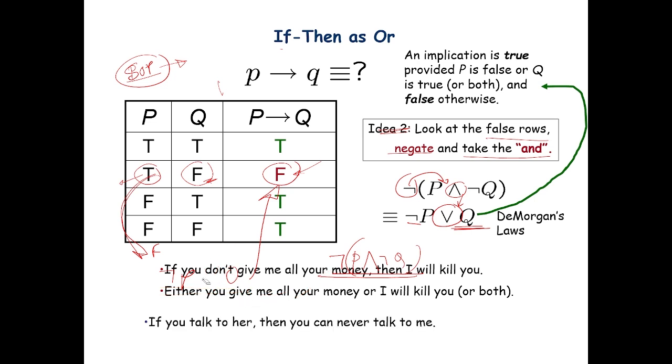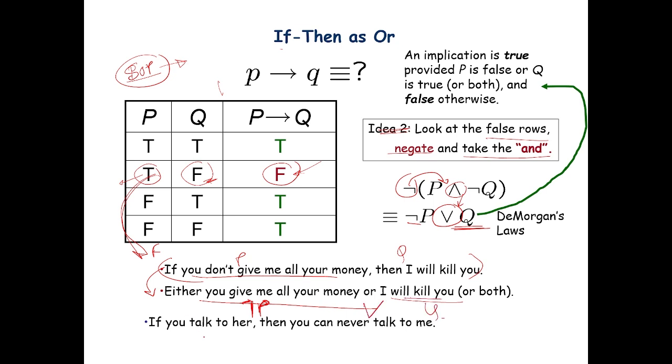Let's look at some examples. If you don't give me all your money, then I will kill you. Saying this basically means: either give me all of your money, or I will kill you. This is P, this is Q. So you negate P. P was you don't give me all of my money, so you give me all your money becomes not P. Or I'll kill you.